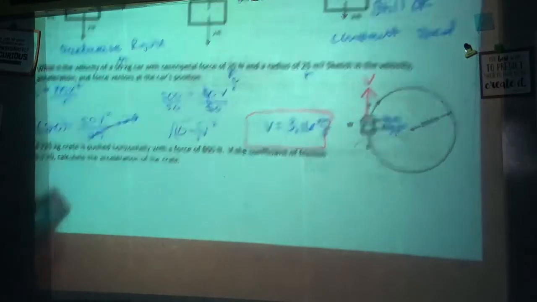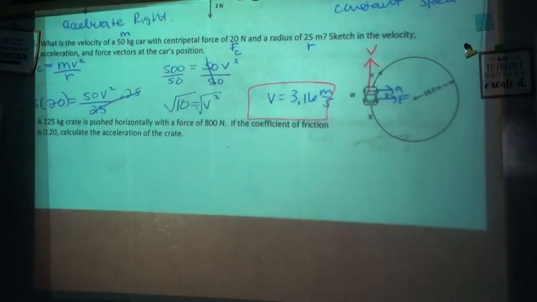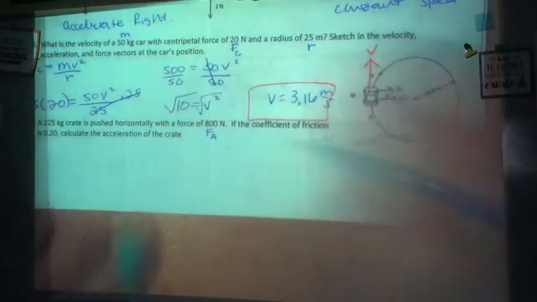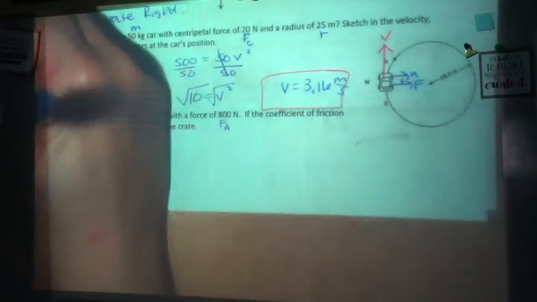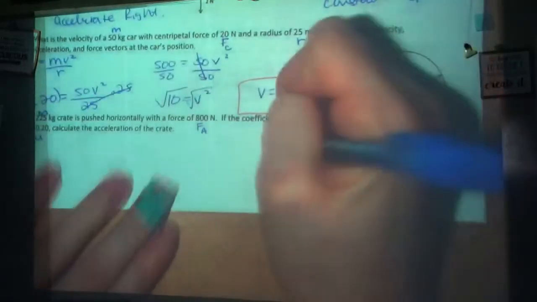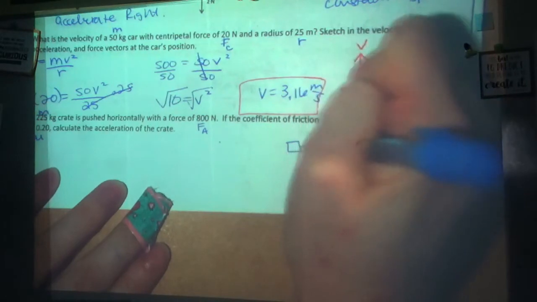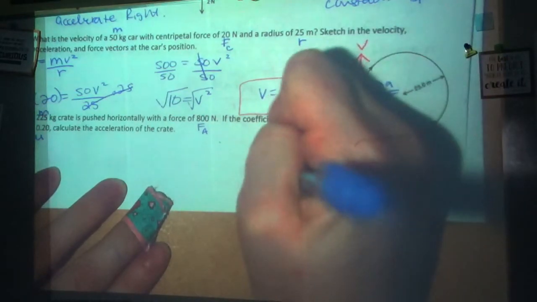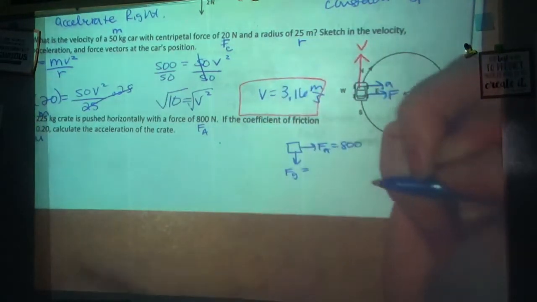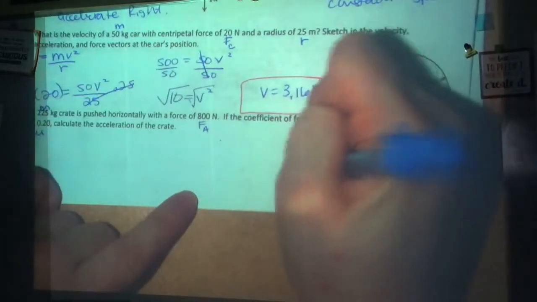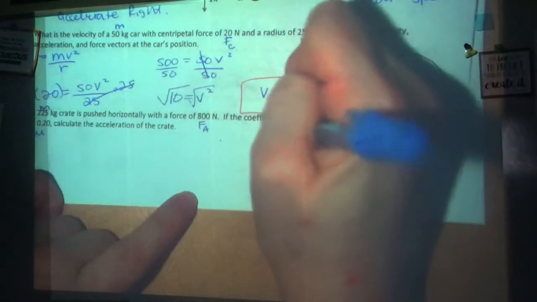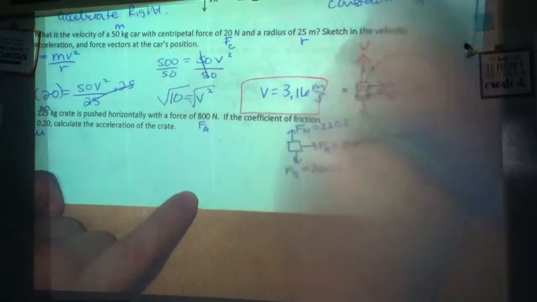Number 23, I have a 220 kilogram crate pushed horizontally with a force of 800 newtons. That is my applied force. And I gave you the coefficient of friction, and then that was my mass. So I want to draw my picture. I have an applied force of 800. I have a gravity force of mass times 9.8, so that's going to give me 2205. And it's not falling down, so that's also my normal force.